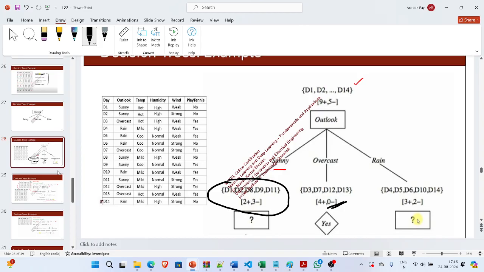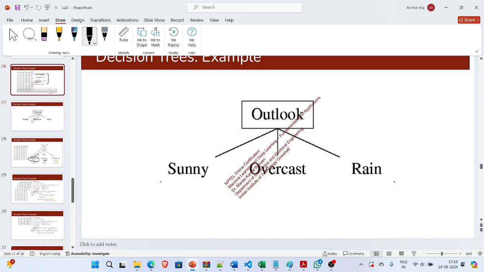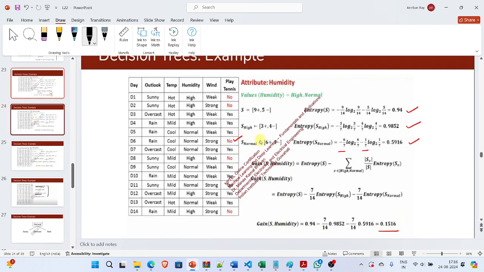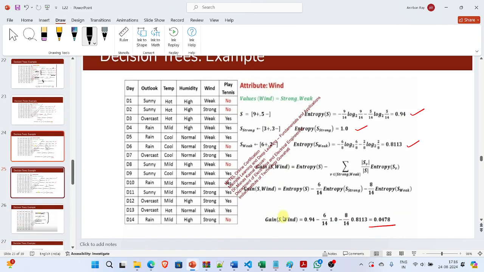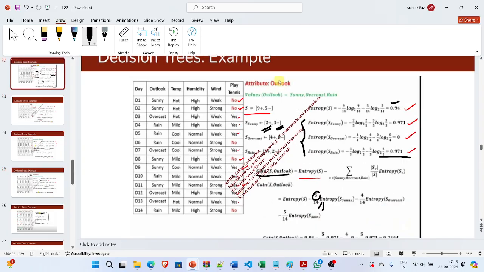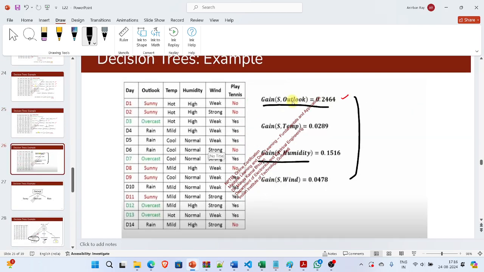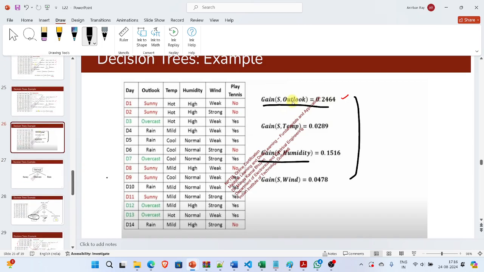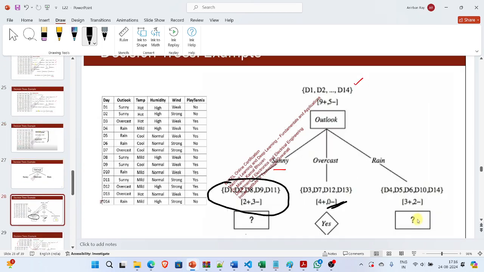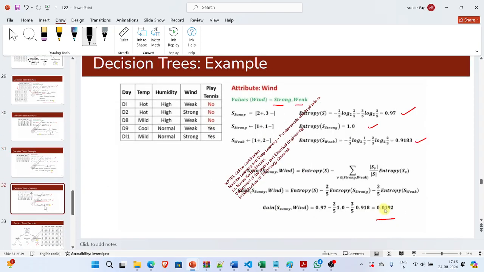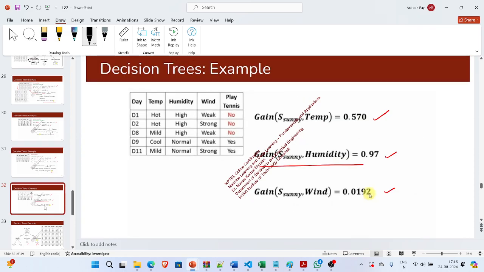Next, we have to classify these two, right? So we go to the next which has the highest information gain, and that is humidity. So we'll classify next with humidity, that is high and normal. We need to classify with respect to humidity next. What have they done here?